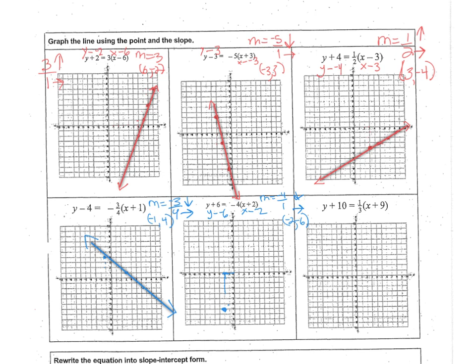If you notice, I can't go down 4 to the right 1, I'm off the graph, so I'm going to reverse it, and I'm going to go up 4 and left 1, and that'll still give me that negative slope that I need.